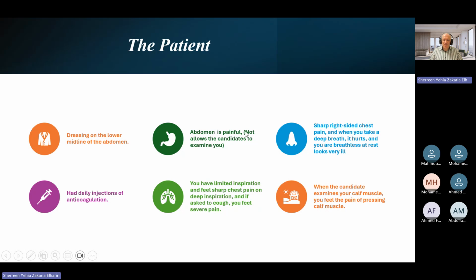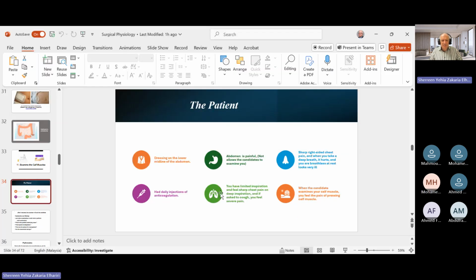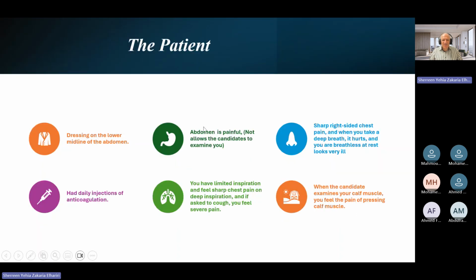The abdomen is painful, so the candidate is not allowed to examine. You know why we say the abdomen is painful? Why do we mention the abdomen is painful, so as not to allow the candidate to examine it? Yes, because there is no time. Sorry to interrupt. It takes time to examine the abdomen, so we say it is painful. So it is not an anastomotic leak, by the way, because the candidate is not allowed to examine; if he examines the abdomen, he loses the time.